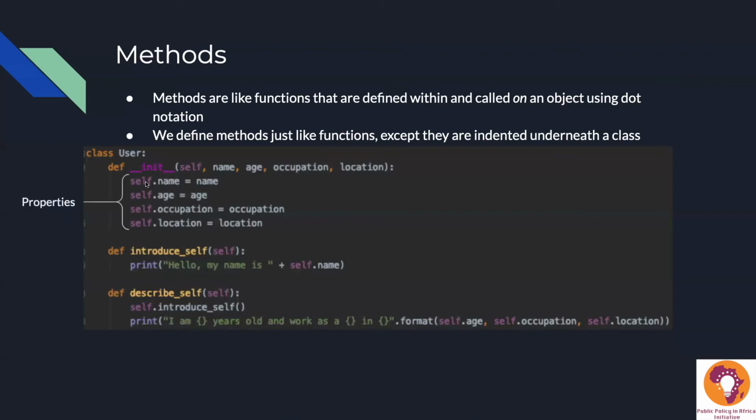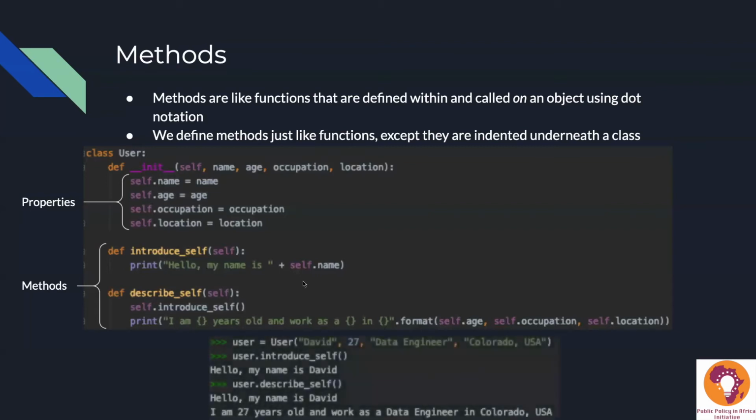So up here, just to call out again, these are the properties. We typically define properties within the init function. So this user object has 4 properties: the name property, the age property, the occupation property, and the location property. And then down here, I'm defining 2 methods on this user class. So every instance of a user class will have these 2 methods: introduce self and describe self. And typically what you'll have here is your init up at the top, and then after your init is when you would define your other methods, your non-init methods for that class.